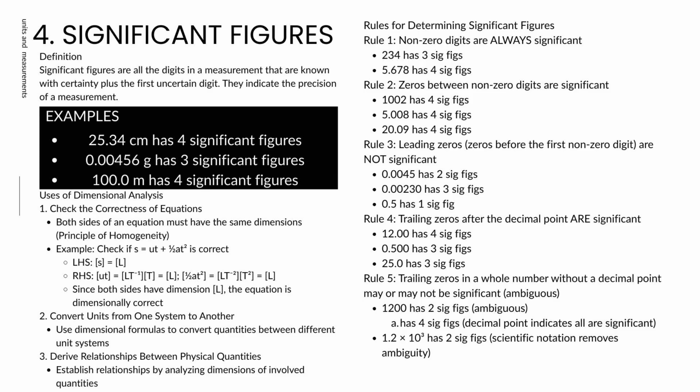A decimal point indicates all are significant. For example, 1200. should have 4 significant figures because there is a decimal point there. It's trying to tell you that the 4 digits are significant. 1.2 times 10 raised to the power 3 has just 2 significant figures. The scientific notation removes the ambiguity. So take note of the rules and you should be able to bash every significant figure question.